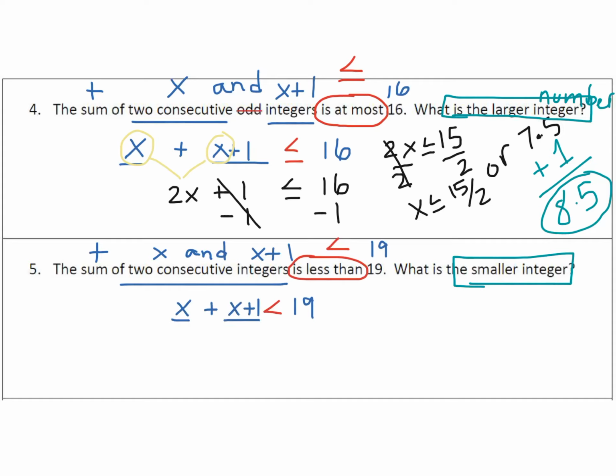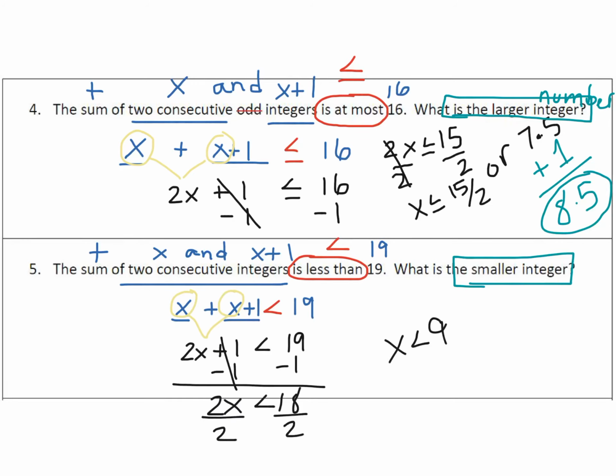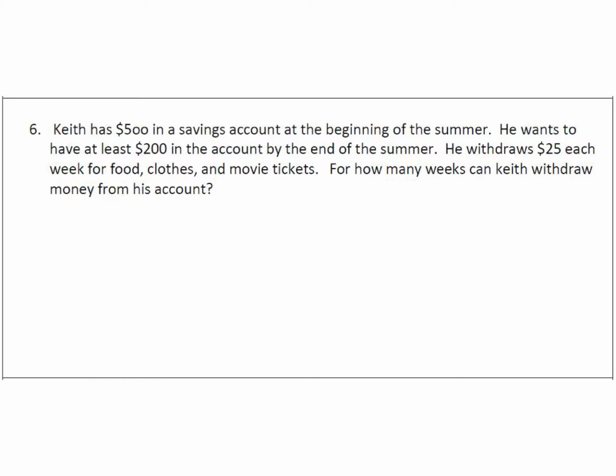After doing your translation, you should have gotten this for your inequality that you need to solve. And I got the solution, x is less than 9. If I double check the final question, it's asking me for the smaller integer, which is just x. So it is just what I got. x is less than 9 is my final answer. Let's move on and look at number 6 together.